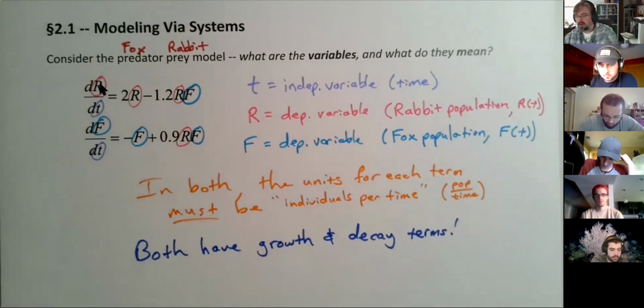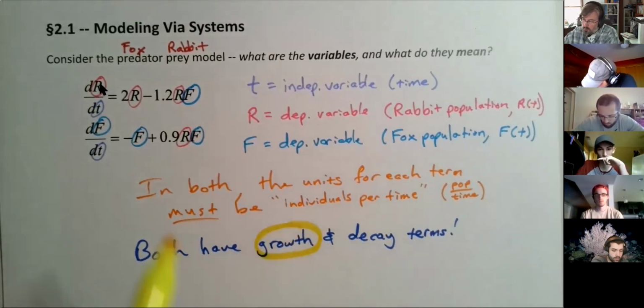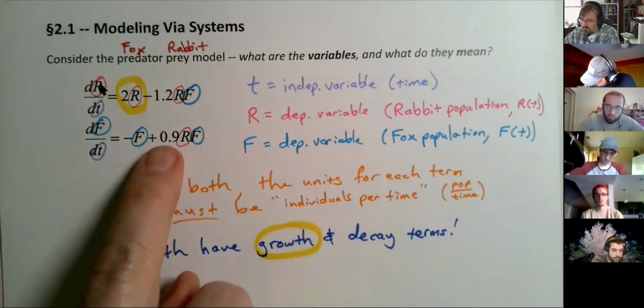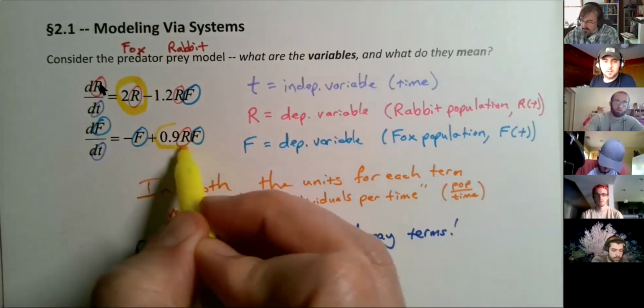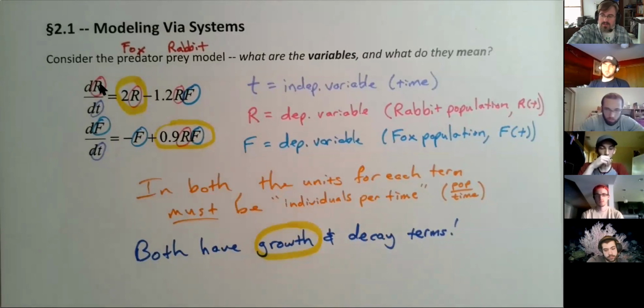And you can see that going on. I'm going to use my little highlighter here to make that show up a little easier for us. The growth terms are the ones that are natively positive, like that one right there, and this one right here. And notice I say natively positive because R and F are presumed to be only positive, because we can't really talk about a negative population of foxes or rabbits. That really wouldn't make sense for us to do.